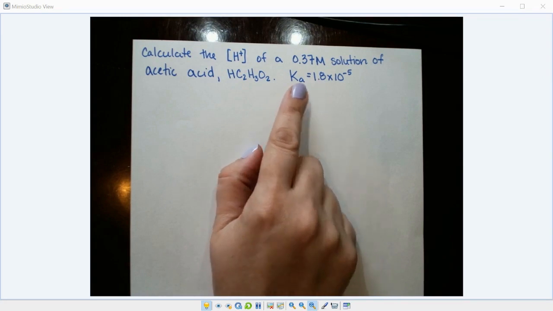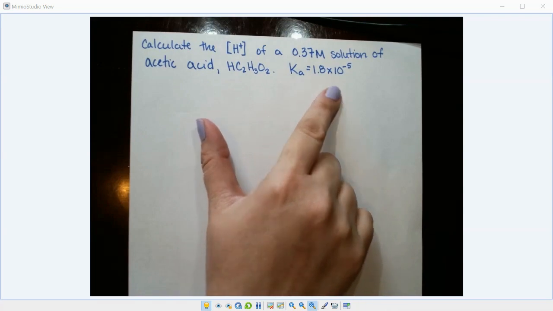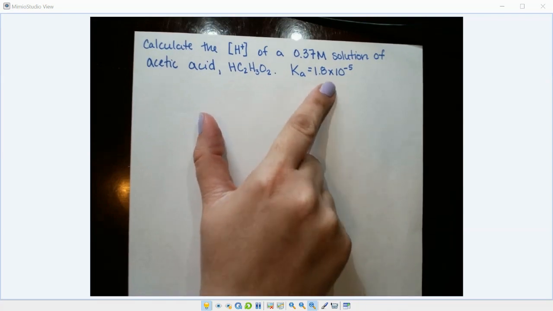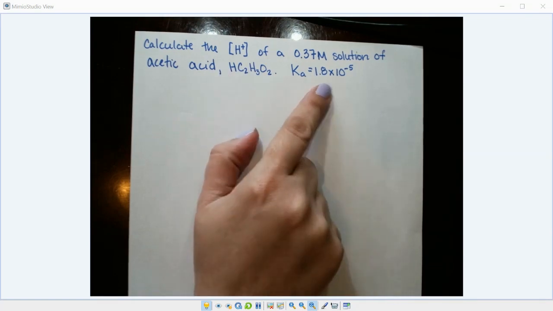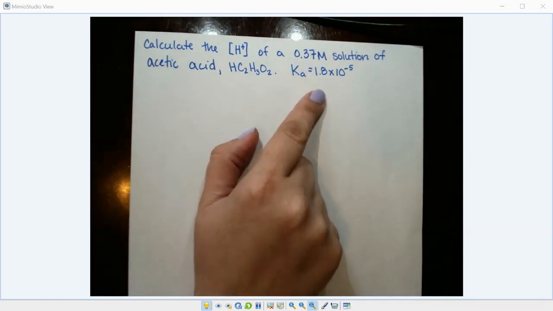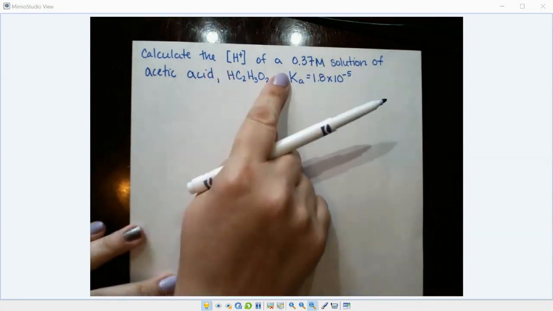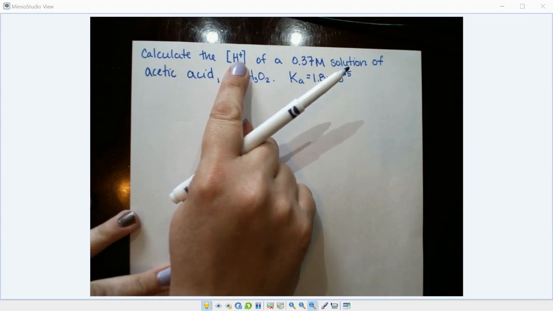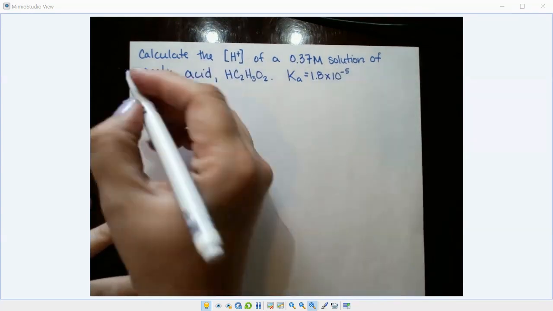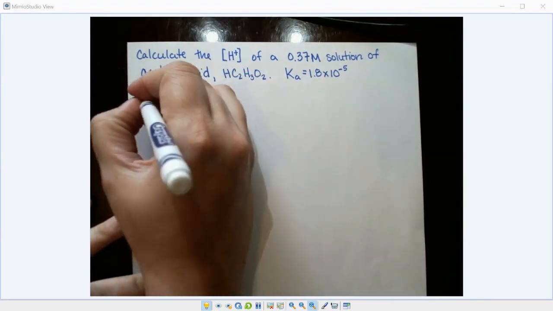And remember, the K is a number that can be looked up in a chart. So if you can look it up in a chart, then you don't have to memorize it. And this number is different for all different kinds of acids. So Ka for acetic acid is 1.8 times 10 to the negative 5. Okay, so to do this, anytime I'm looking for the H+ concentration of a weak acid, I've got to do several steps, but we've kind of been working our way up to this.